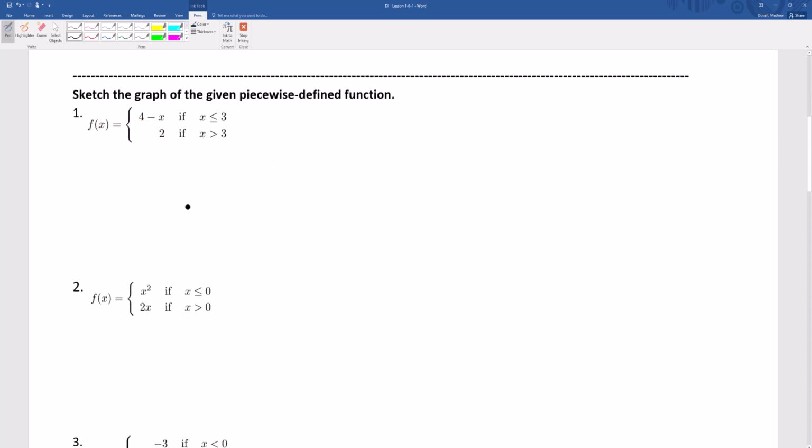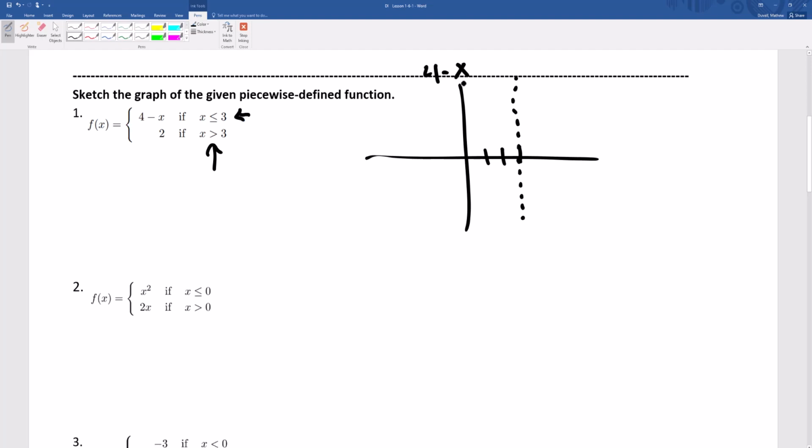All right, so remember when we draw our graph, we have to look at the domain. And it looks like at 3 is where it's breaking up my graphs. So where it says less than 3, that's what this graph is going to be. And where it says greater than 3, that's where this graph is going to be. So we create a table for each one. And so for 4 minus x, we create our table.